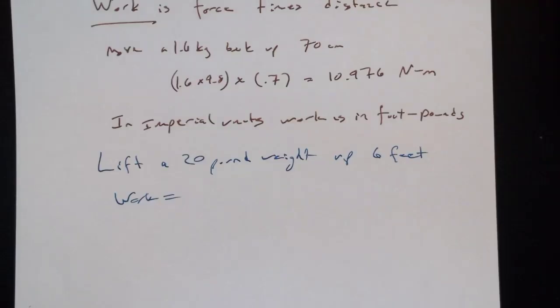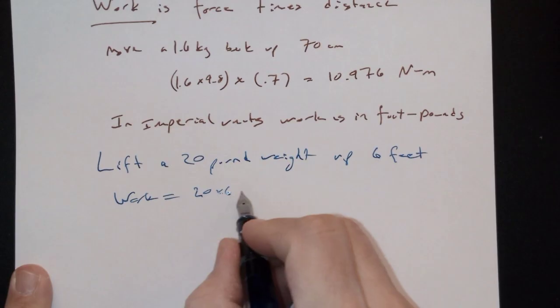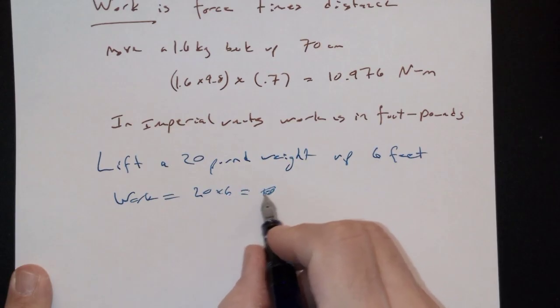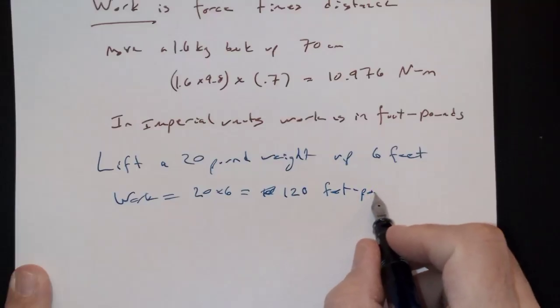Although a 6-foot lift is a clean and jerk instead, right? How much work is done? There is no need to multiply by gravity this time because pounds is already a weight. That is a force, so it's just 20 times 6, 120 foot-pounds.